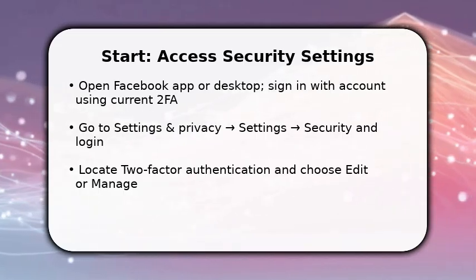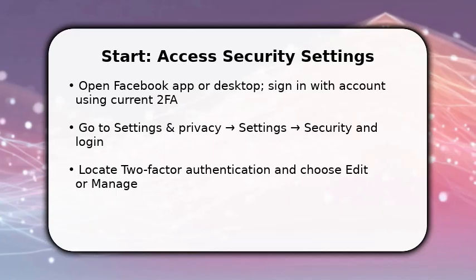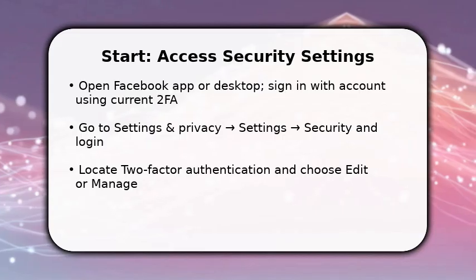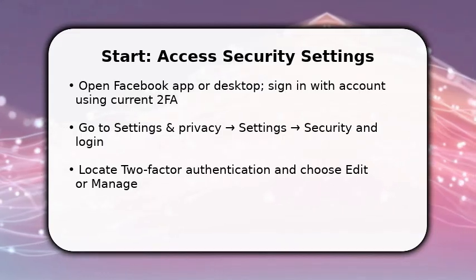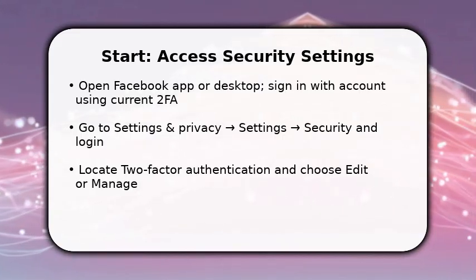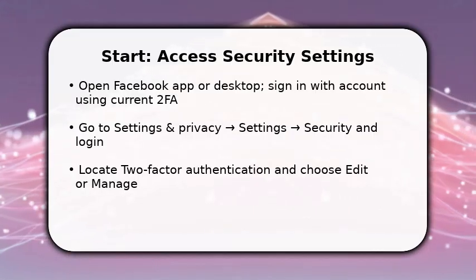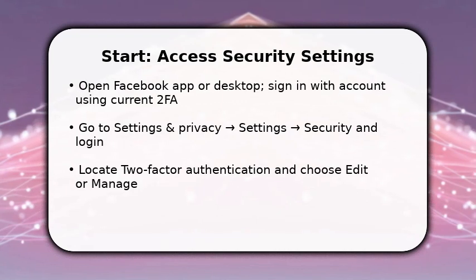This section centralizes 2FA controls. You want to find two-factor authentication and choose Manage or Edit. This is the first actionable step that exposes saved methods. If you can't reach settings, try desktop mode or the official app. Those paths both lead to the same controls.